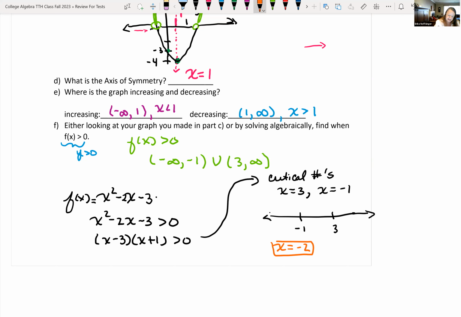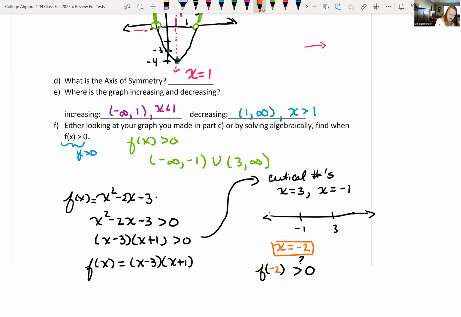When x is -2, we're wondering, is f of -2 greater than 0? And if so, then it would be true, and that would be part of our interval that would be part of our solution of that inequality. You can either plug it back into the factored form and just see if it's positive or negative. Remember that factored form we have here is x minus 3 all times x plus 1.